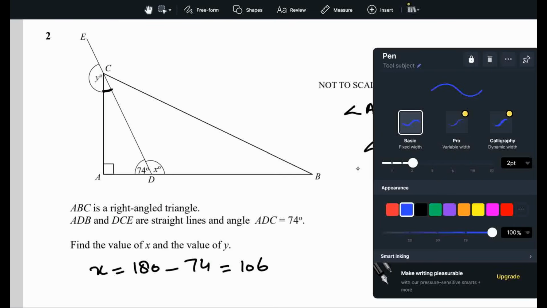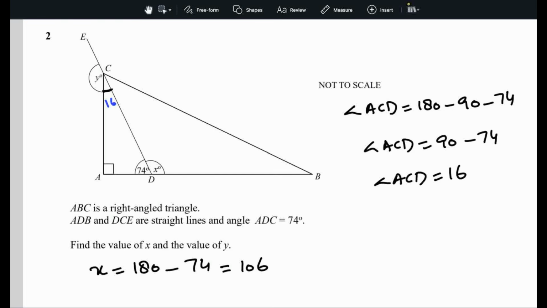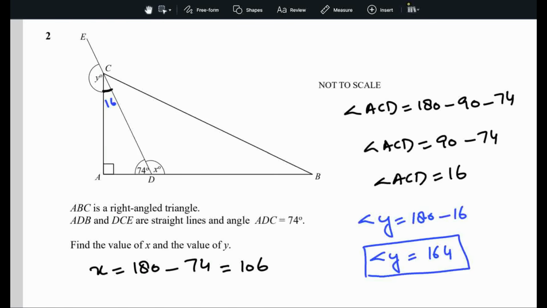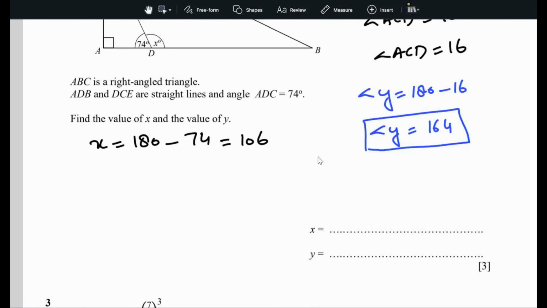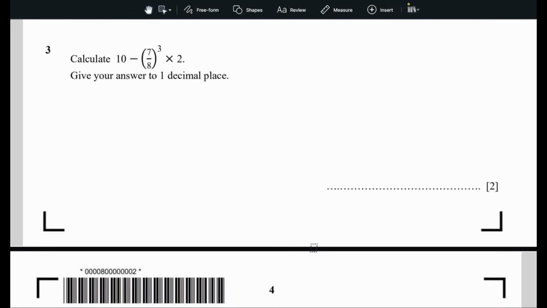Now, if this angle is 16, we can easily find out angle y. So angle y will be equal to 180 minus 16, which will be equal to 164. So it means x will be equal to 106 and y will be equal to 164. Let's move to question number 3.